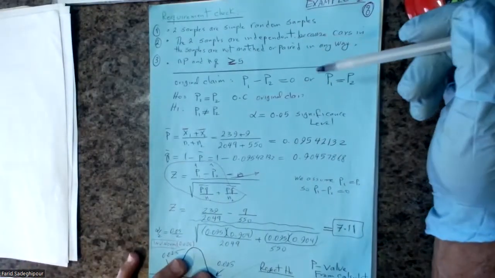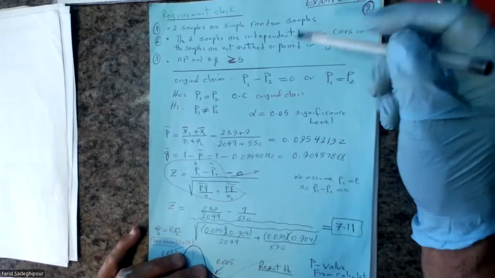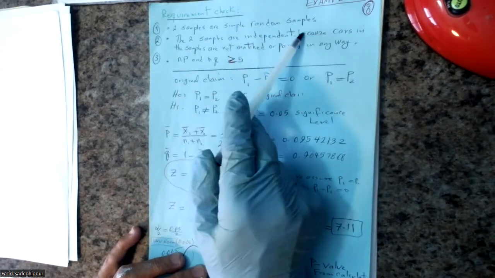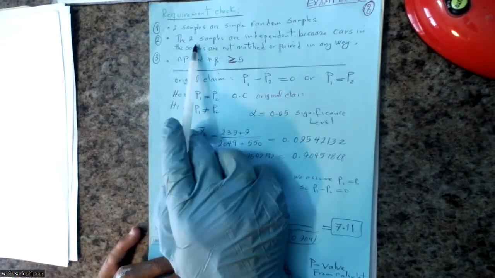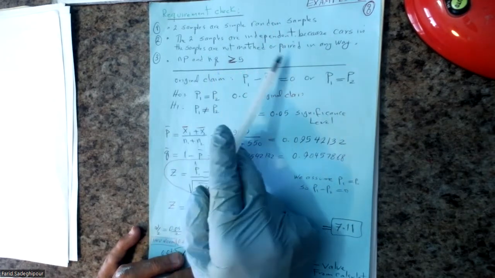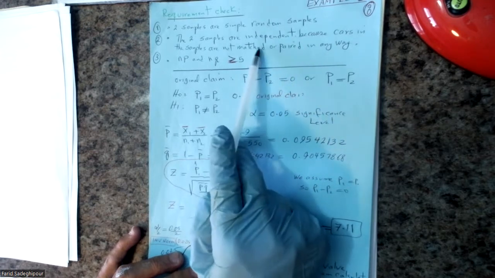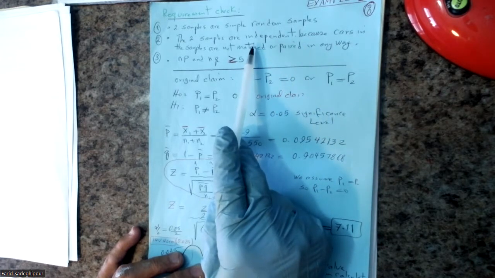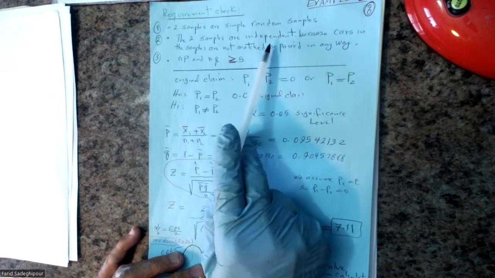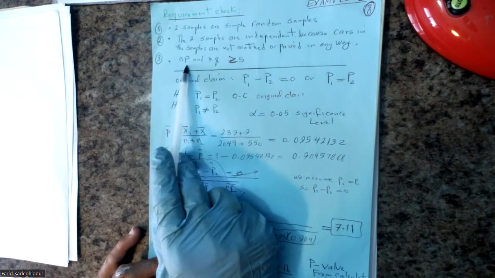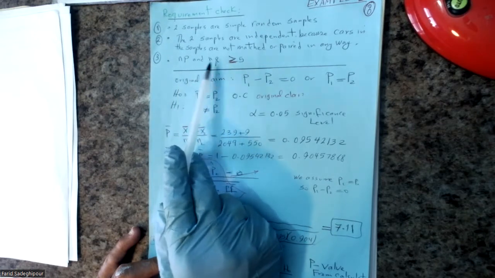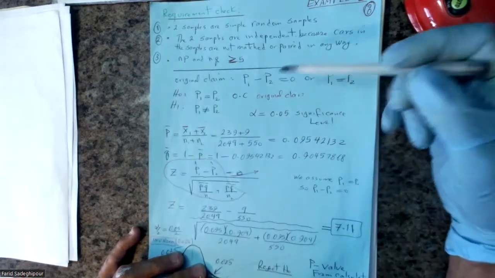First, there are requirements that we have to check before we actually work on the problems, all these three. The two samples are simple random samples, which normally is the case. The two samples are independent because the cars in the samples are not matched or paired from two different states. So these two samples are coming from two different independent places. The most important one is this: n multiplied by p and n multiplied by q have to be greater than 5.